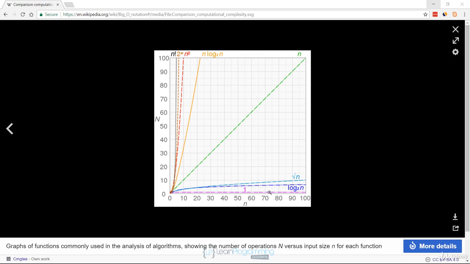The absolute best is constant time. If you can't get that, you want logarithmic time, log to the base 2 of n. Linear time is still pretty good. Once you start getting up into n log n and n squared, you can see that the number of steps required rises sharply as the number of items increases.